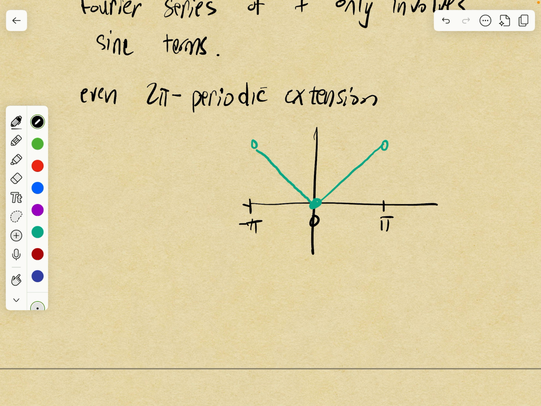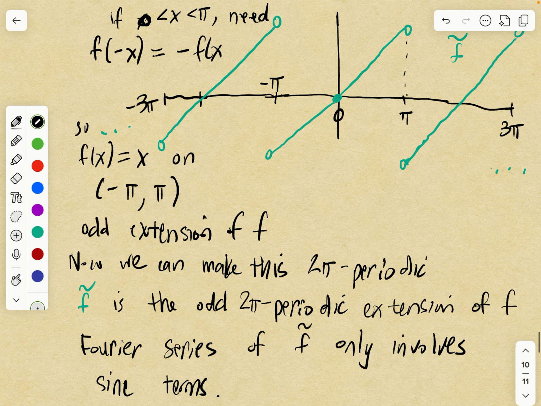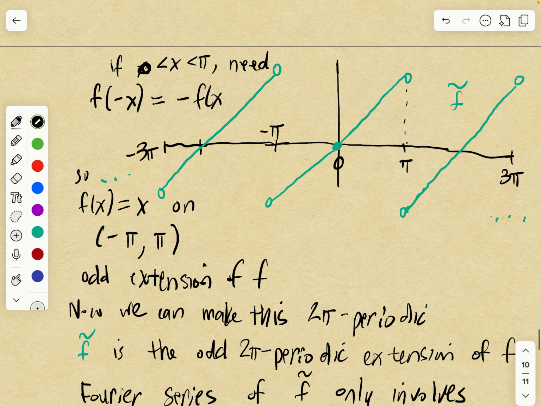Well, what is this function? If it's symmetric, then from 0 to pi, or when x is greater than 0, it's just x. So this is the absolute value of x, right? So this even function, this f tilde, maybe we'll call it f sub even of x, is the absolute value of x from negative pi to pi. And this is the odd extension. So f sub odd of x is x when x is between negative pi and pi.